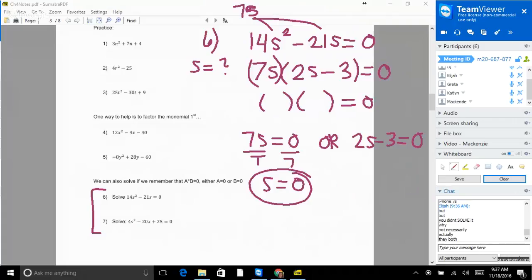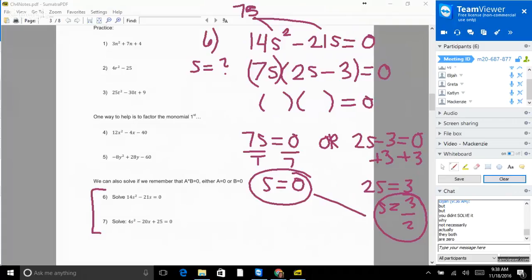Over here, we have 2s minus 3 equals 0. Add 3 to both sides. So we get 2s equals 3, or s equals 3 over 2. So to solve for s, there's going to be two possible solutions. s equals 0, or s equals 3 over 2, or 1.5.